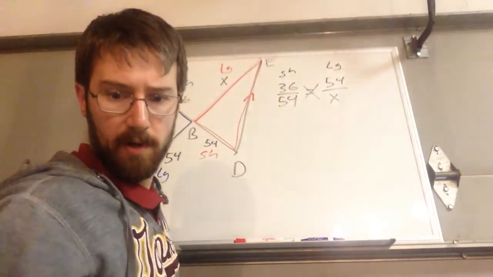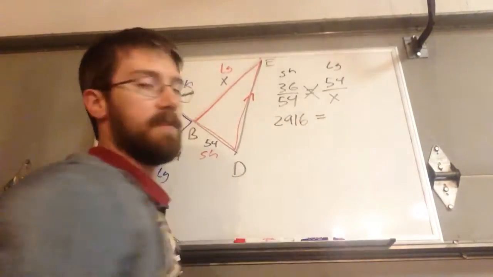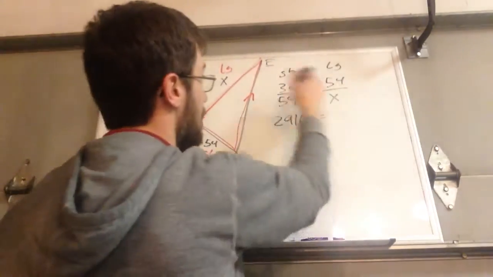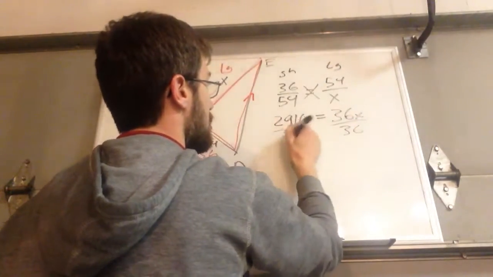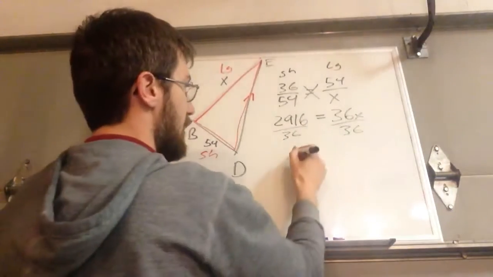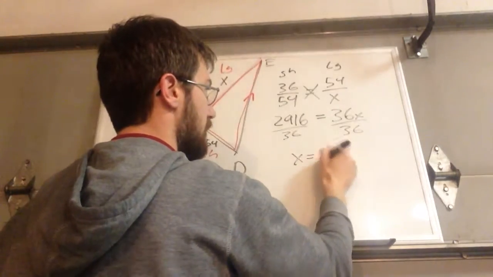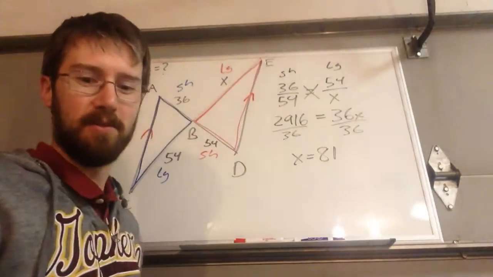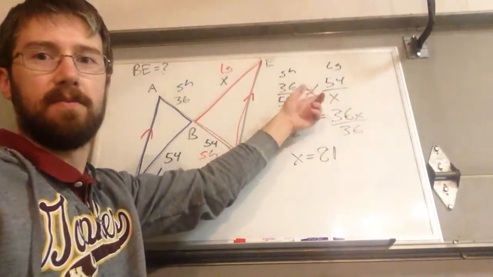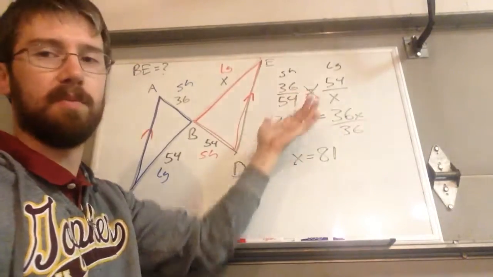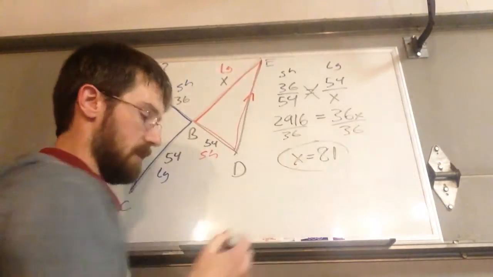54 times 54 is 2916. No, I didn't just come up with that off the top of my head. I've got my key available. And 36x. Divide both sides by 36. And that gives us that x is equal to 81. Let's make a better 8 for the video, since this is going on YouTube. If I plugged 81 back into this, then that proportion would be true. Those 2 ratios would both reduce to the same fraction. So that one's good.